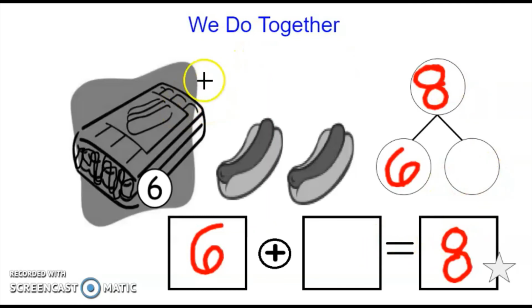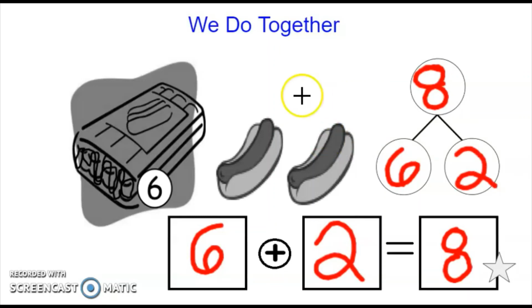How did I go from 6 to 8? I did have 6 at the beginning in the package here, but I'm not sure yet how I got to 8. So I'm going to go ahead and try the count on strategy and keep track of how many more hot dogs were added. 6, 7, 8, 1, 2. 2 hot dogs were added. That's my missing part. That was the change that happened in our number sentence. That's how I went from 6 to 8. I got from 6 to 8 because 2 hot dogs were added.